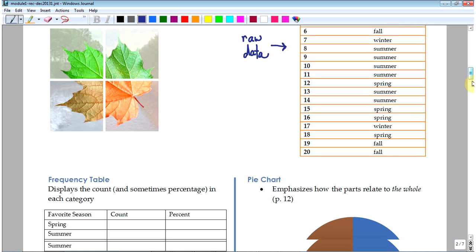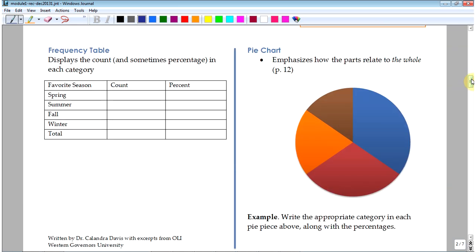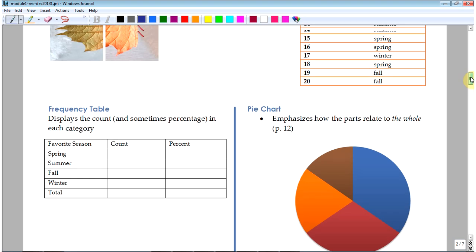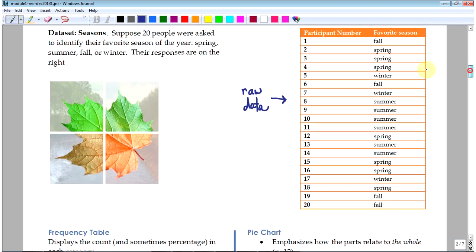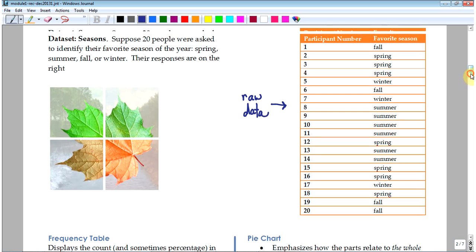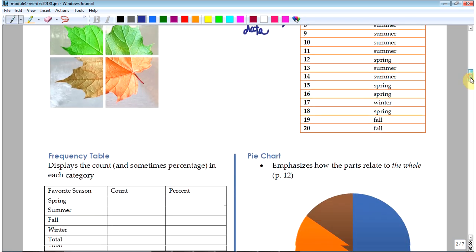Well, one way that we can summarize the data is by using a frequency table. Because imagine that you had 1,000 people in your sample. Well, looking at a list of 1,000 different answers is not going to be very helpful to summarize what was seen. A table is one way that we can do this for categorical data.